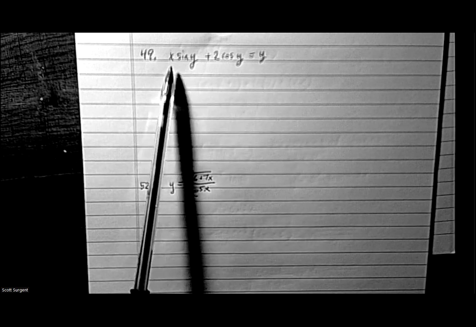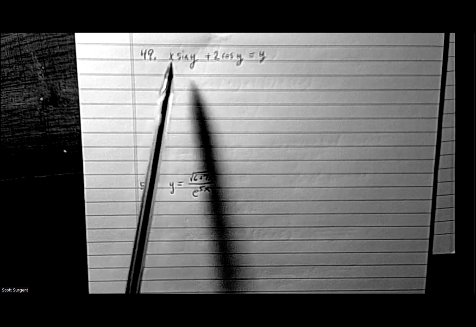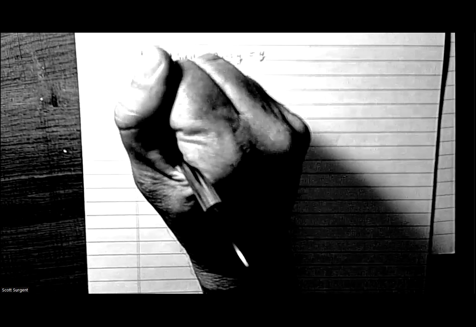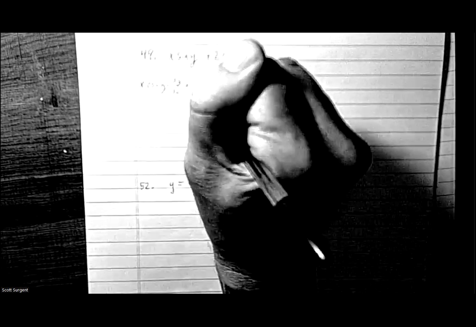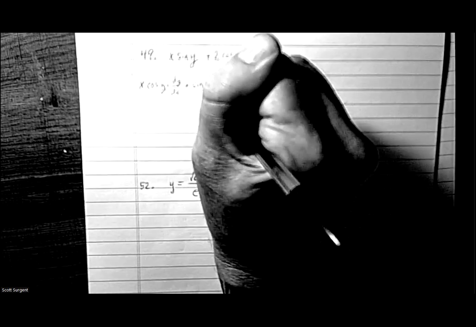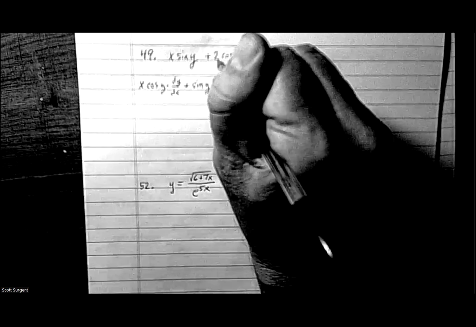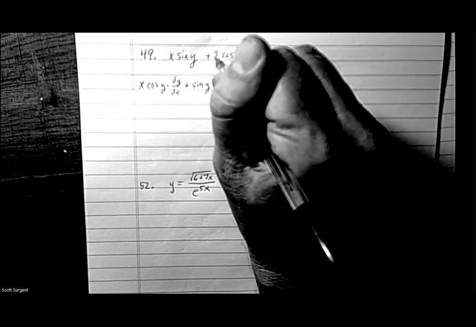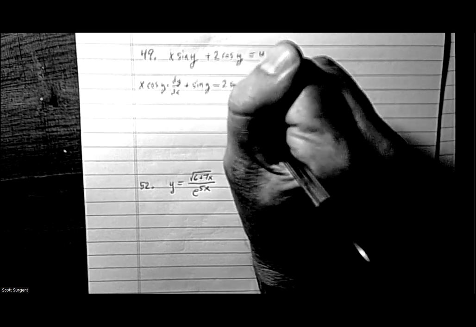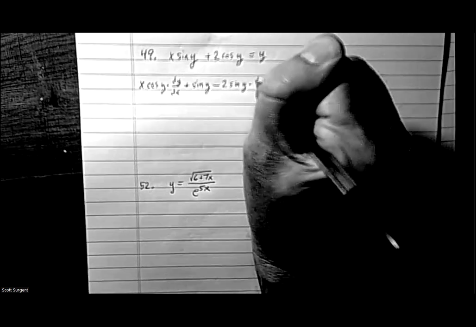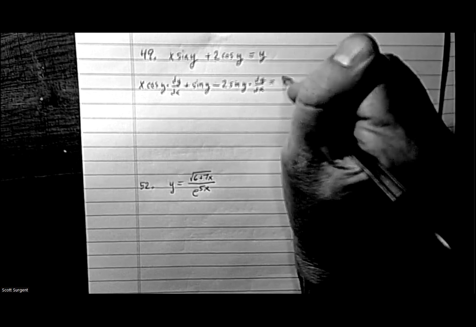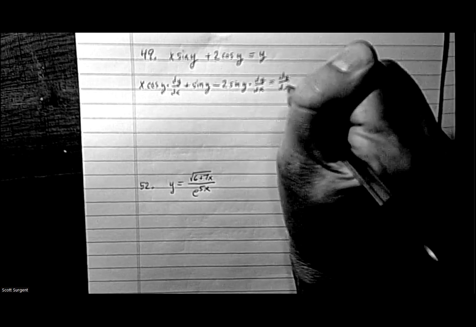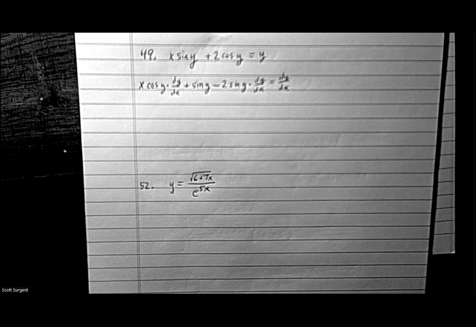In the first case here, x and sine y are caught up in a product, so we have to use the product rule. It's going to be first times derivative of the second. Remember, there's the chain rule involved, so dy dx follows, plus the second times the derivative of the first, which is 1, so I don't need to write that. Here, I do the derivative of 2 cos y. That's going to be negative 2 sine y times dy dx, again, chain rule is involved, equals the derivative of y, which is dy dx. You'll notice I have 3 dy dx's to solve for.